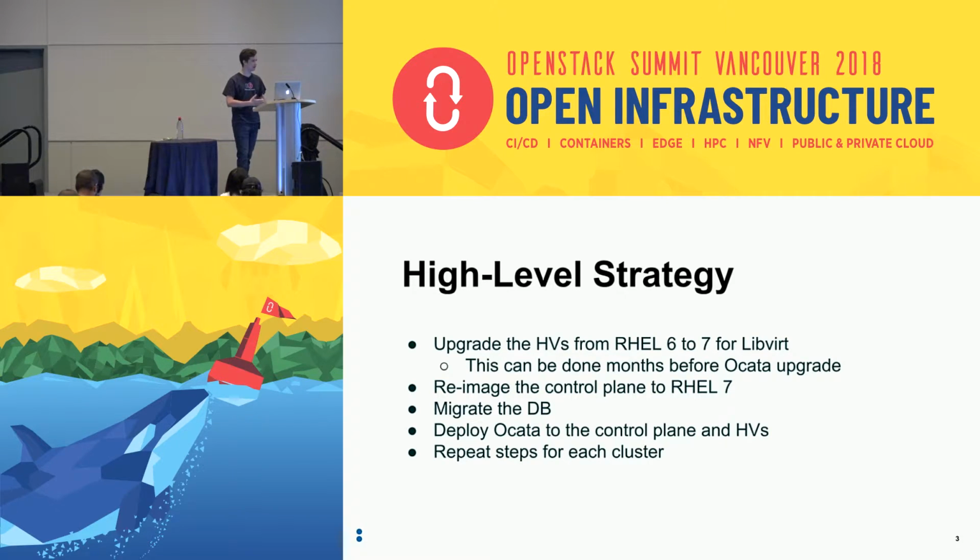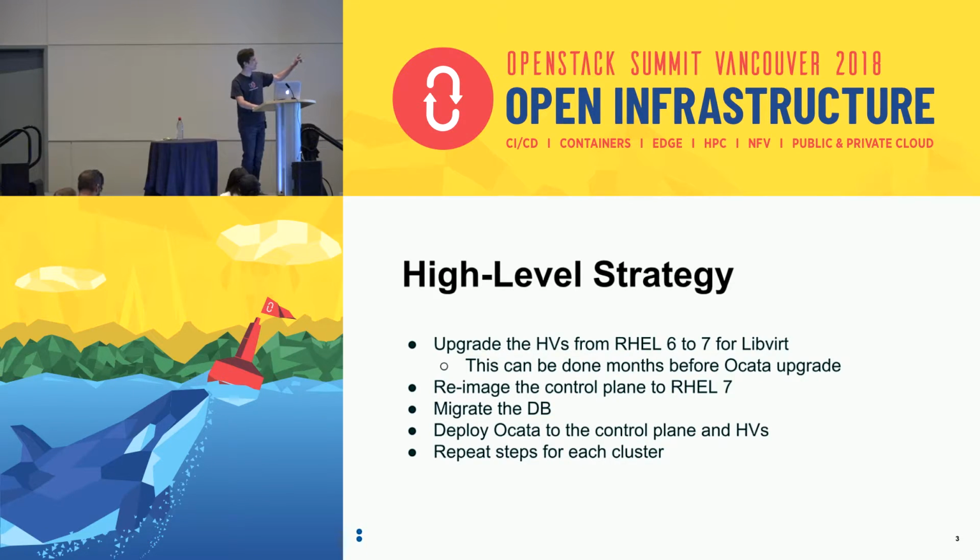But when it is time to go to Ocata, the general strategy that we had in place was take down Juno, reimage, destroy it. Okay, so Juno's down now. No new calls are coming in to the DB. Perfect time to migrate the DB. So upgrade it. You have an Ocata DB now. So perfect time to deploy Ocata. And they should all be talking and working together. Just repeat those steps for each cluster, and you're done. All right, thanks for coming to my talk.